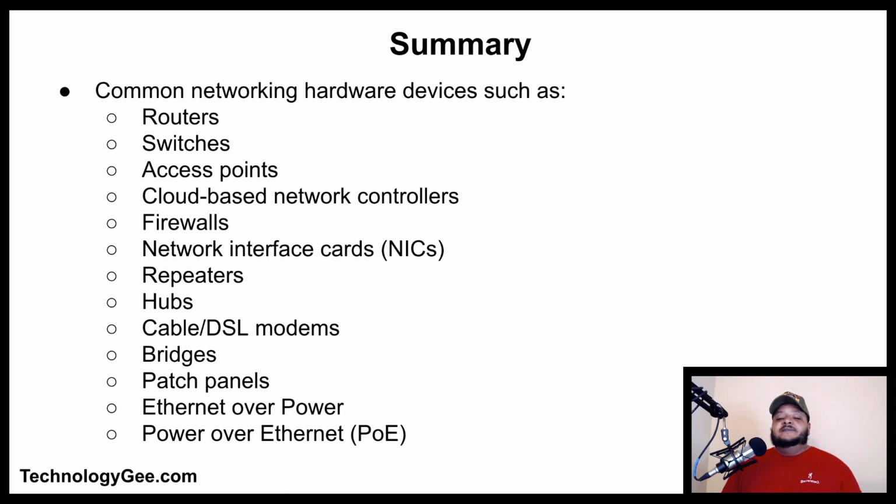All right. So in summary, we have talked about common networking hardware devices such as routers, switches, access points, cloud-based network controllers, firewalls, NICs, repeaters, hubs, cable DSL modems, bridges, patch panels, Ethernet over power, and power over Ethernet.